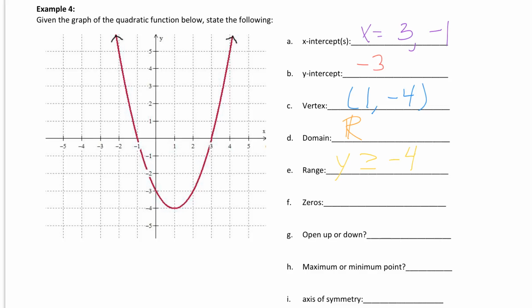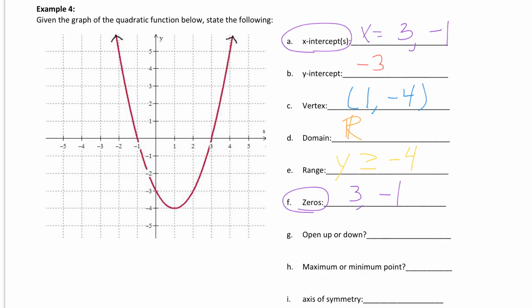The zeros of your function are the same as your solutions and your x-intercepts. So the zeros and the x-intercepts are always going to be the same thing. So my zeros are the same, which is 3 and -1. Zeros means when the y value is going to be 0.